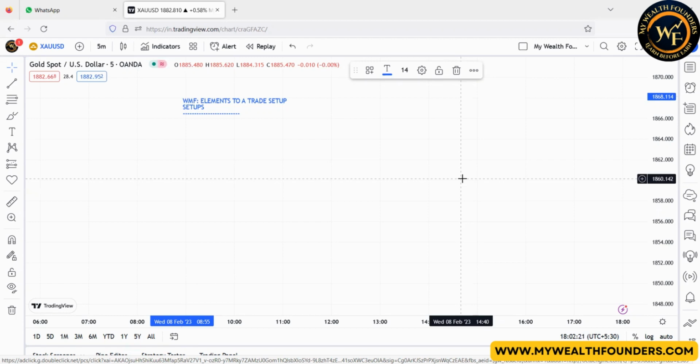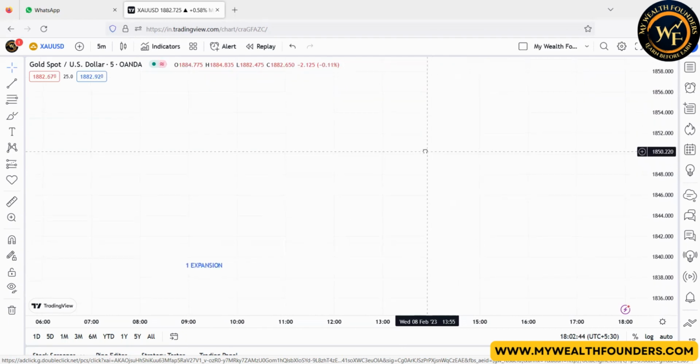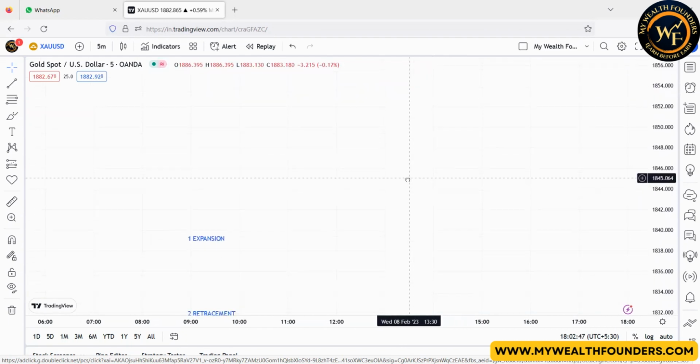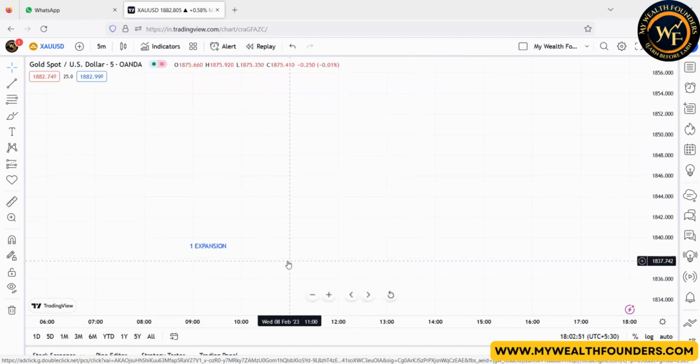Today we are going to see a few points which can be useful for any kind of trading style, whether scalping, day trading, arbitraging, hedging, swing trading, or any style suitable to your trade setups. The first point I'm going to tell you about is expansion. Expansion is very important, and I'll explain each and every point. So first we are going to talk about expansion.